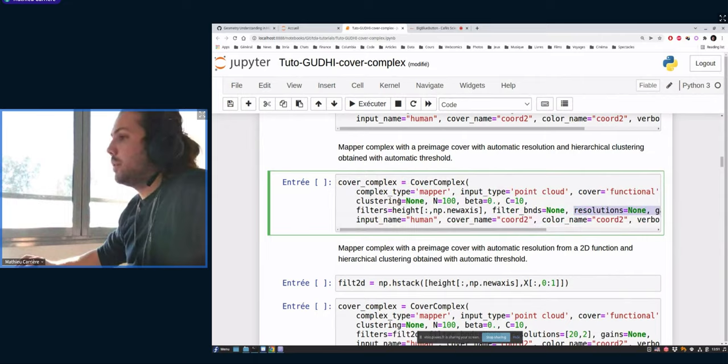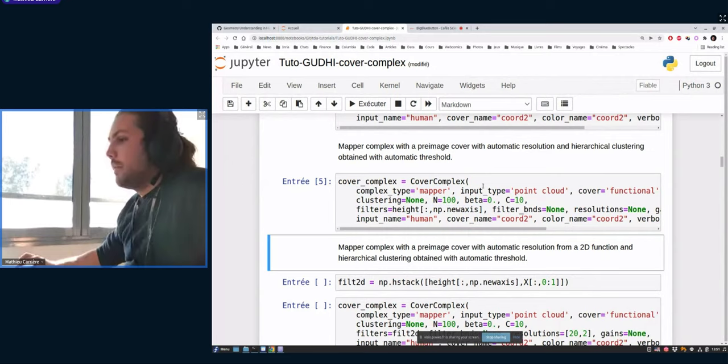And basically that's about it, right? The most important parameters I just have to specify are the mapper, the point cloud, and the actual filter. All right. Then I can skip that.